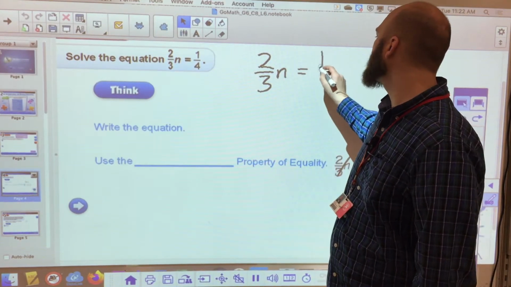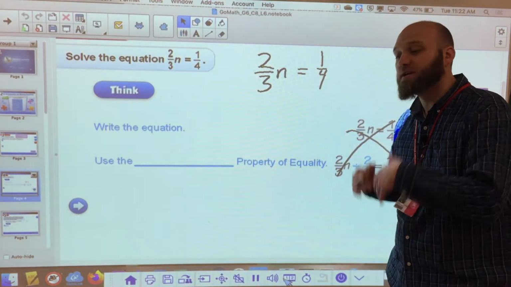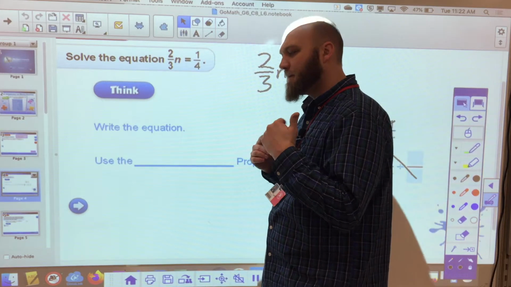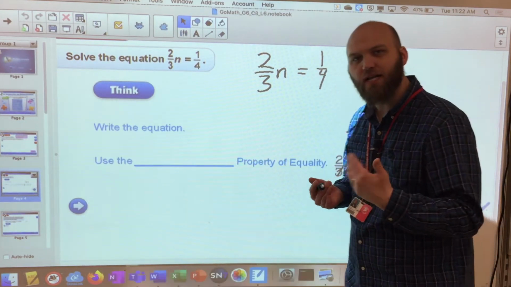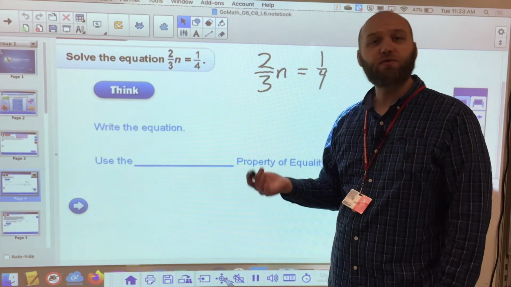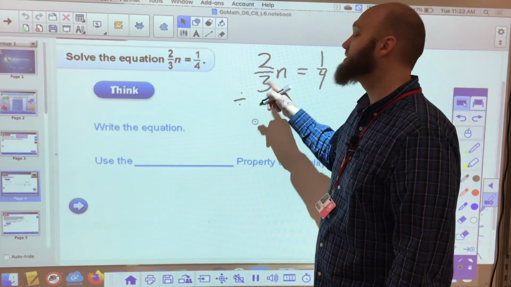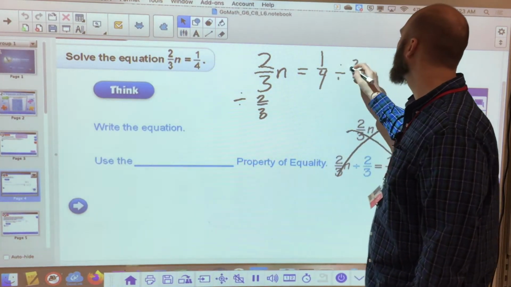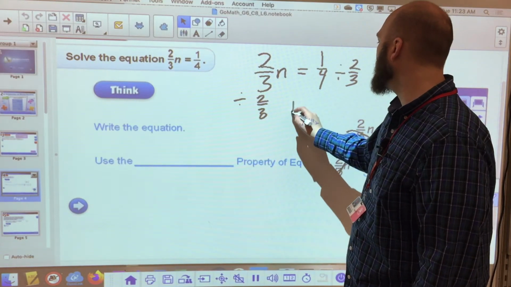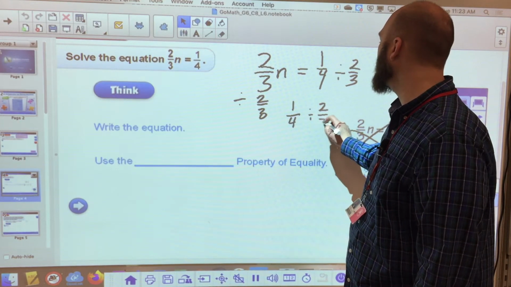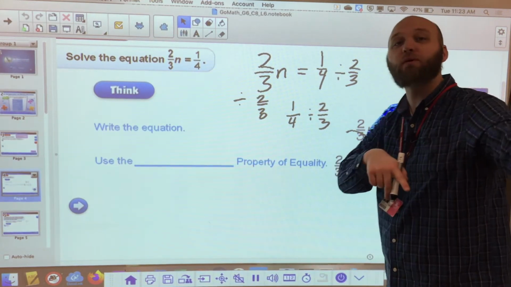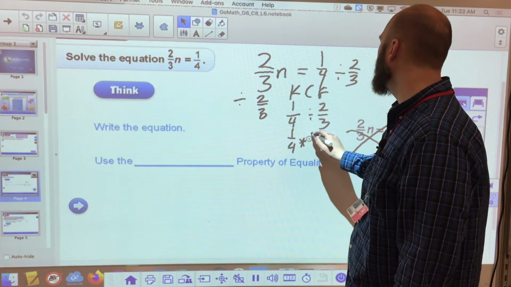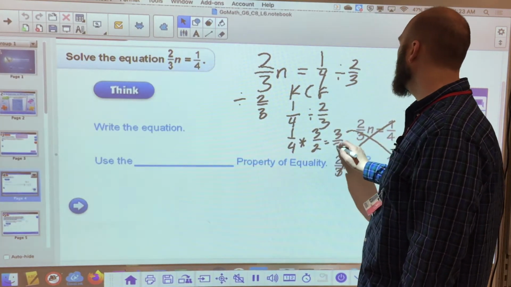2/3 n equals 1/4. Okay, so just like I did yesterday, when I'm talking about my inverse operations, instead of multiplying, I'm going to divide, and instead of dividing, I'm going to multiply. So if I'm multiplying n by 2/3, I'm going to divide by 2/3. All right, so now I have 1/4 divided by 2/3. And we know with division of fractions, we're going to skip all the way back to unit 2. I'm going to keep it, I'm going to change it, and I'm going to flip it. 1/4 times 3 over 2 equals 3 over 8.